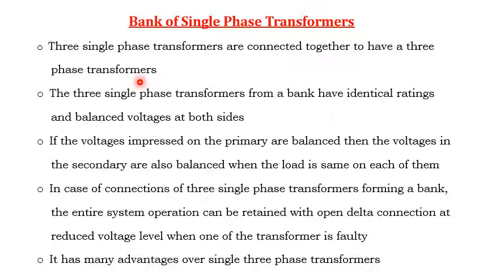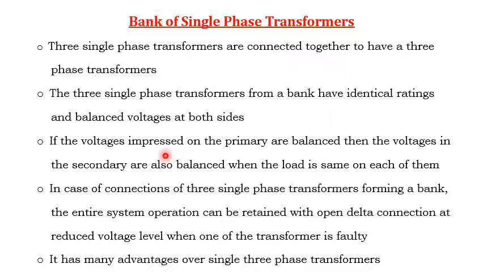And it has some conditions. What are those conditions? All three single phase transformers forming a bank should have identical ratings. Identical rating means the rating of each single phase transformer used to form the bank should be the same. And there should be balanced voltages at both the primary and the secondary side. This is one more condition.